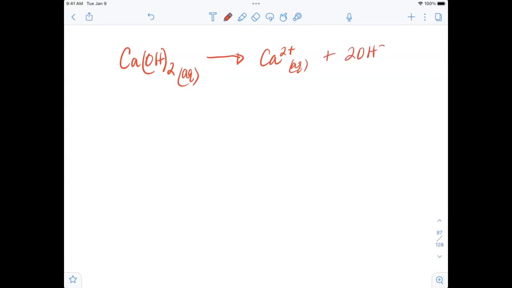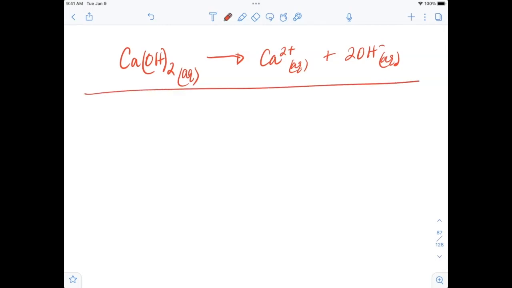So right here, I'm going to write calcium hydroxide for our second one. Now, once again, this is aqueous. Don't add water. Just ionize this. You get calcium 2 plus 2 hydroxide ions.